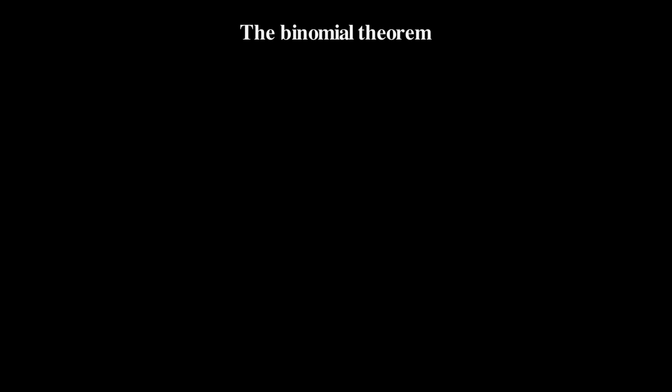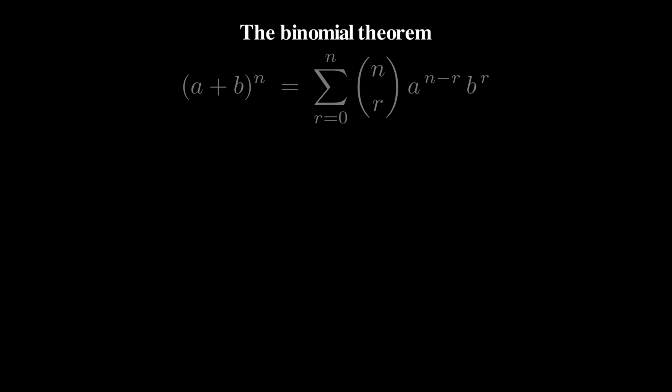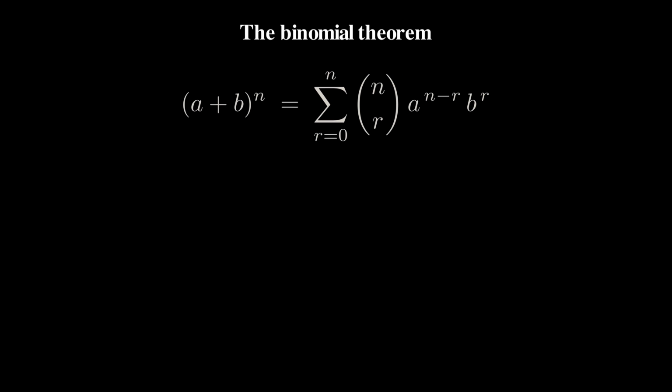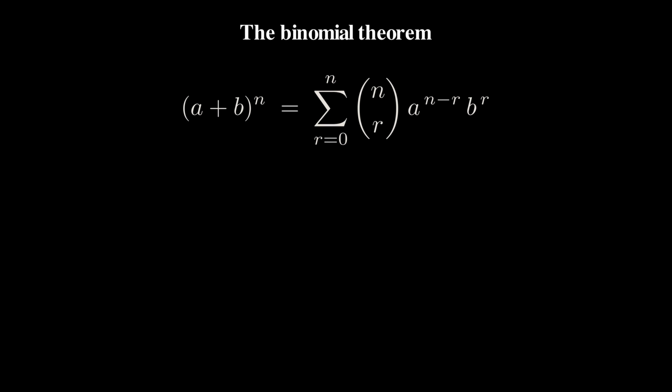The binomial theorem. (a + b) to the power n equals the sum, as r runs from 0 to n, of n choose r, times a to the n minus r, times b to the r. Every piece of that we've now earned. The n choose r is the counting coefficient, and the powers split the n between a and b.